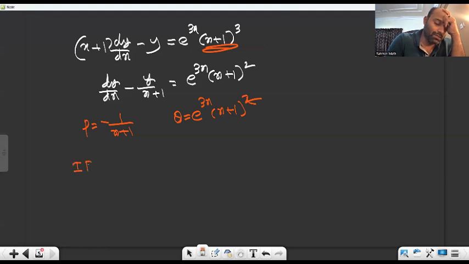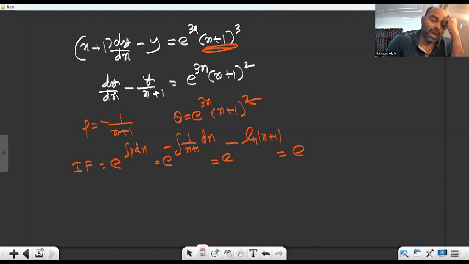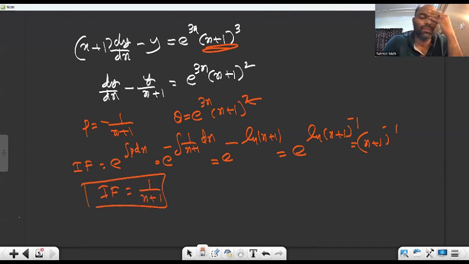Now integrating factor, because it is everything in x, dy by dx came. e raised to integral of minus 1 by x plus 1 dx. 1 by x plus 1 means log x plus 1, and this minus you can keep as a power. So minus 1, e and log get cancelled. So x plus 1 inverse, which is 1 by x plus 1, is your integrating factor. Now y into IF equal to integral Q into IF. This is the first question we are doing.